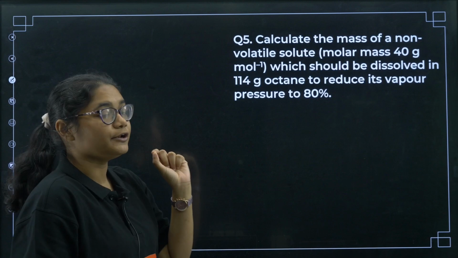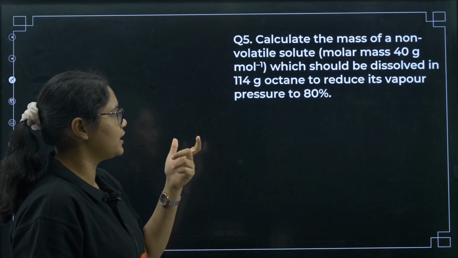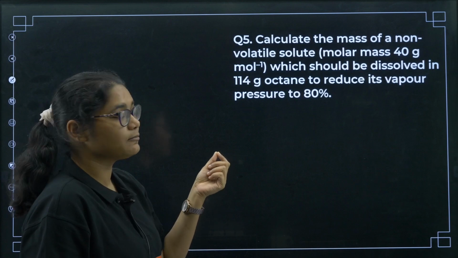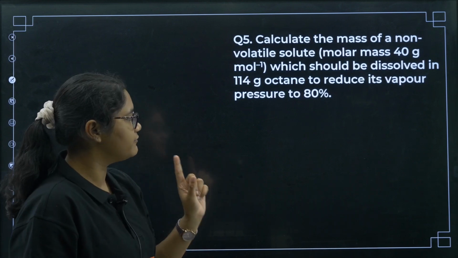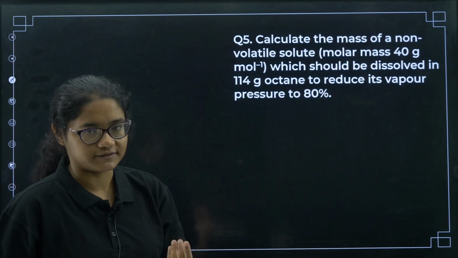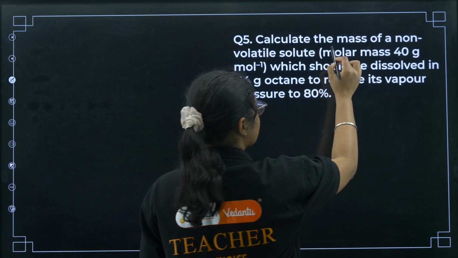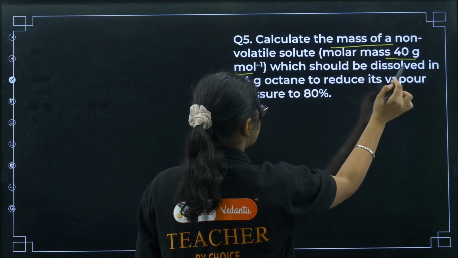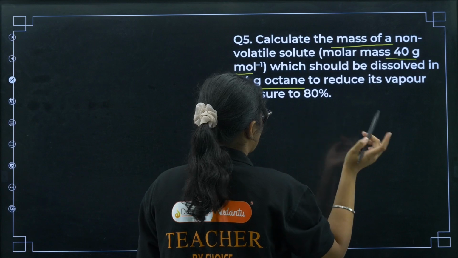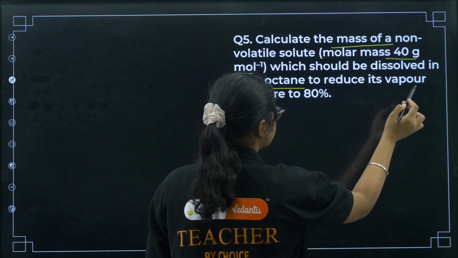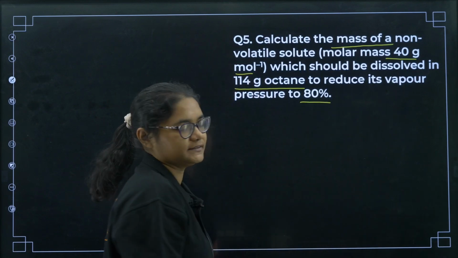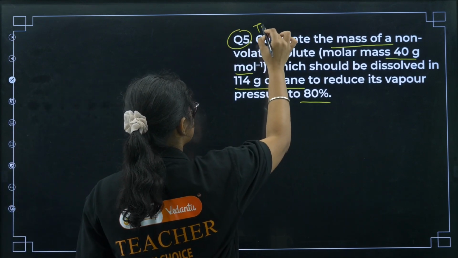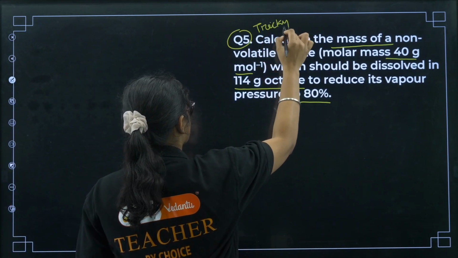Next, question number 5. Calculate the mass of a non-volatile solute, molar mass is given, which should be dissolved in 114 gram of octane to reduce the vapor pressure to 80%. Calculate the mass of a non-volatile solute, molar mass is given, which should be dissolved in 114 gram of octane to reduce the vapor pressure to 80%. This question is a little tricky.